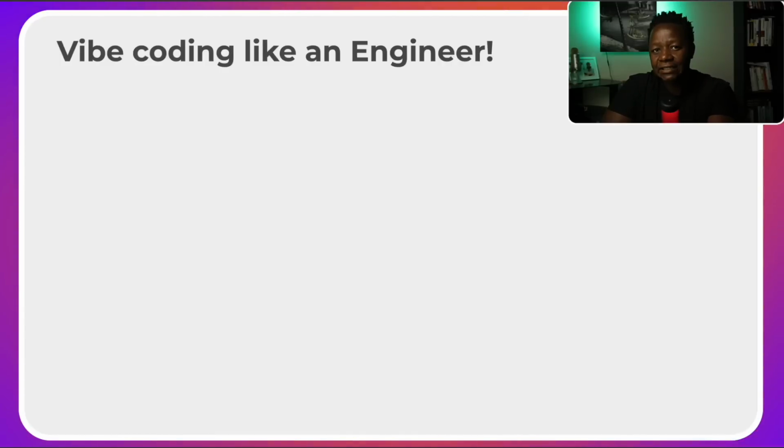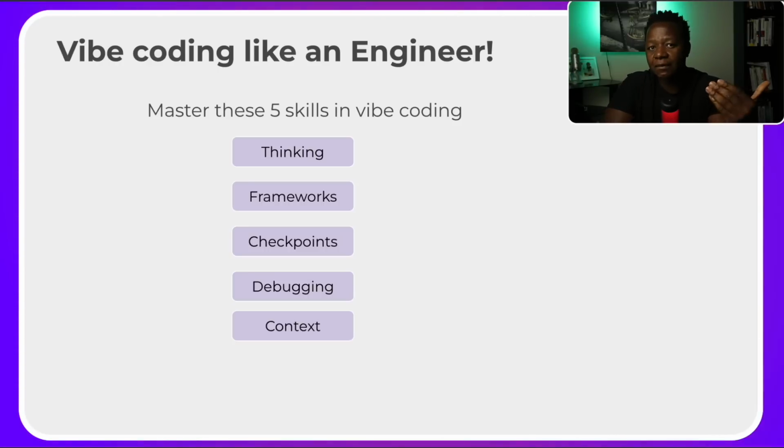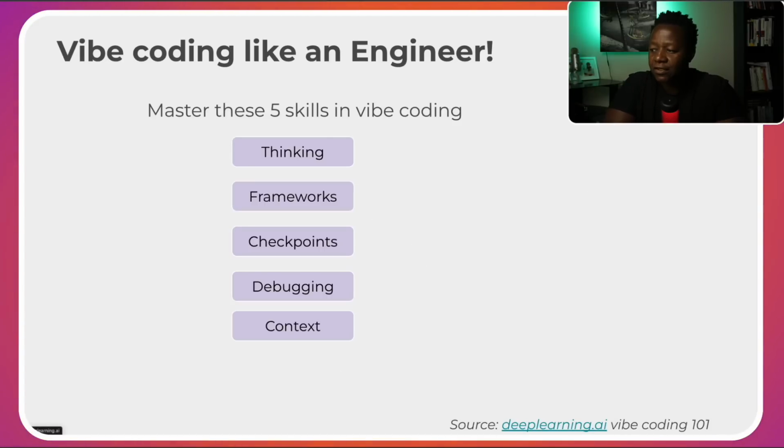If you are not a coder or an engineer, you need to learn how to vibe code like an engineer. What does that mean? Well, we have to master these 5 skills in vibe coding. All of these I actually got from a DeepLearning.AI course that talks more about that. The first things you have to think about are the thinking process, frameworks, checkpoints, debugging, and context. Of course, the source here is DeepLearning.AI Vibe Coding 101, so you should go and check it out.